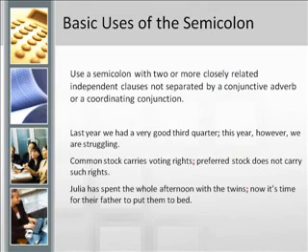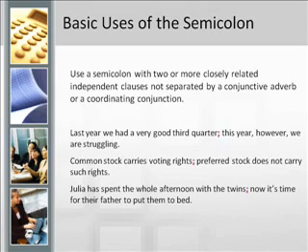Now we will have a look at another use of the semicolon. Use a semicolon with two or more closely related independent clauses, not separated by a conjunctive adverb or a coordinating conjunction. We just discussed conjunctive adverbs, but you might recall coordinating conjunctions as being those FANBOYS conjunctions: for, and, nor, but, or, yet, and so.